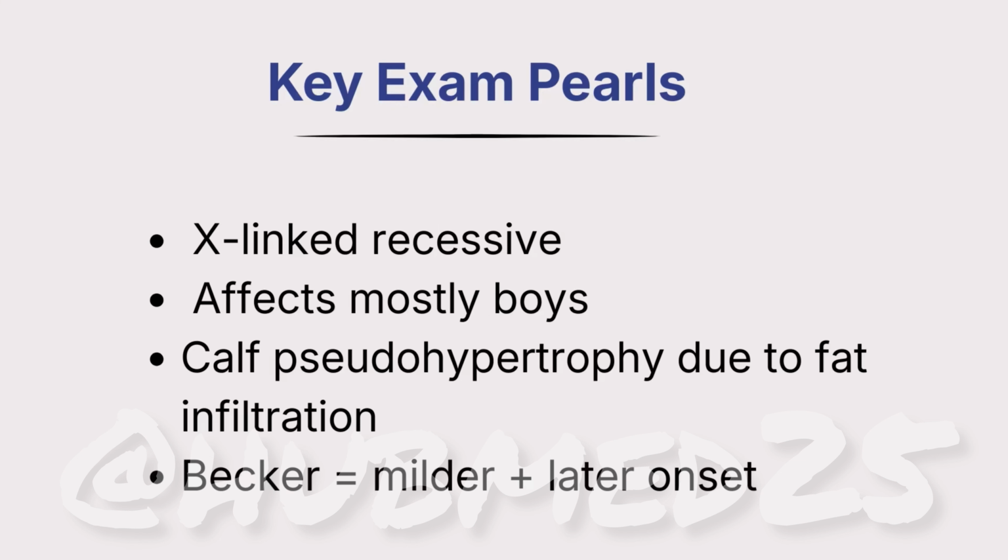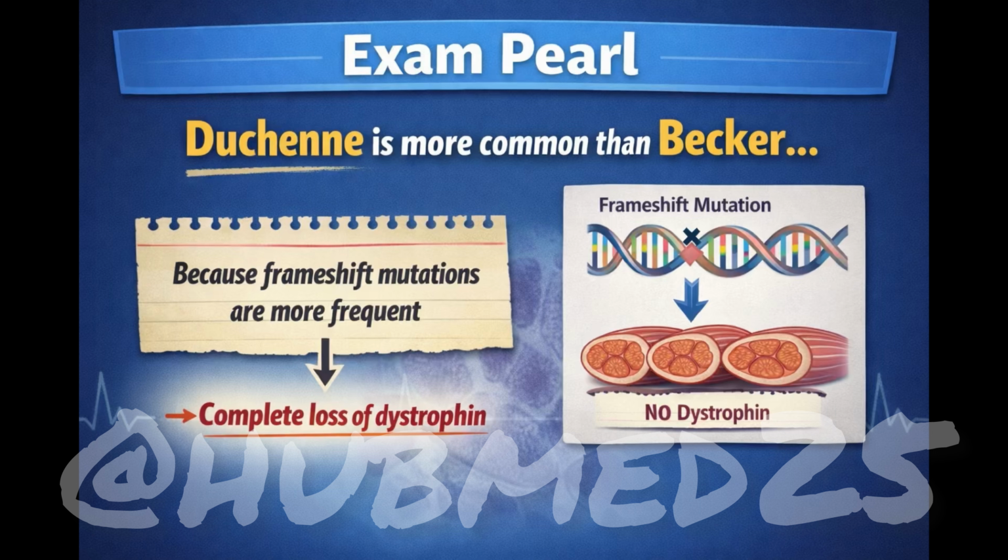Remember these exam points: X-linked recessive, mostly affects boys. Calf pseudohypertrophy is due to fat infiltration. And Becker muscular dystrophy is milder with later onset. Understanding dystrophin explains everything about these conditions, from muscle breakdown to cardiac failure to raised creatine kinase.